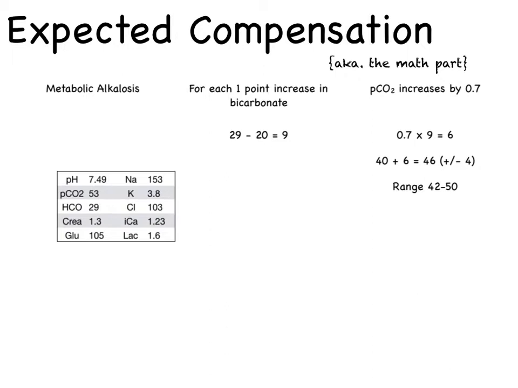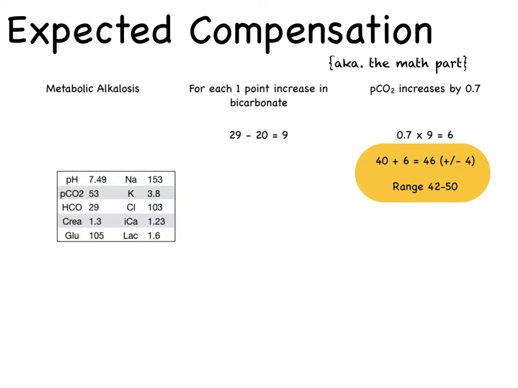First, we're going to see how much the bicarb has changed from normal. The normal bicarb is about 20, so we'll take a normal bicarb of 20 and subtract that from our patient's bicarb of 29. That gives us 9. So for every 1 point change in the bicarbonate, the CO2 should change by 0.7 points. We multiply 9 times 0.7, which gives us 6.3, and we're going to round that to an even 6. So we think the CO2 should go up by about 6 points in response to the bicarbonate. The normal PCO2 is about 40, so we add 6 to 40, and we get 46. This means we would expect the CO2 to be about 46 if the change in the CO2 is just compensation for the metabolic alkalosis.